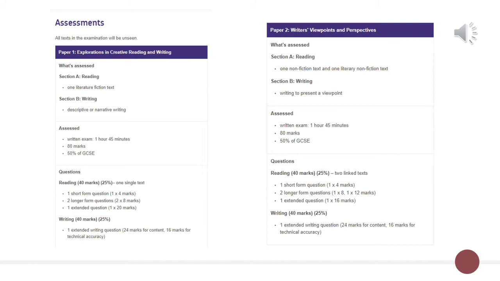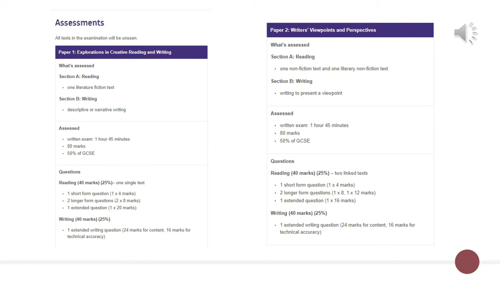On paper 1, there is 1 single text for reading, where there is 1 short form question, 2 longer form questions, and 1 extended question. There is then 1 writing piece, where 24 marks are awarded for content and 16 marks are awarded for technical accuracy.